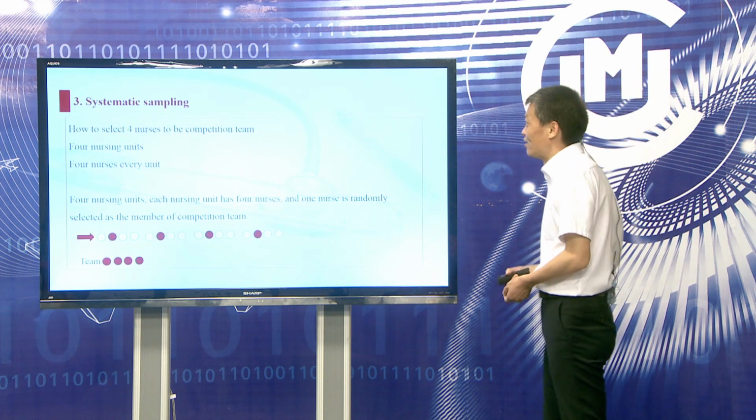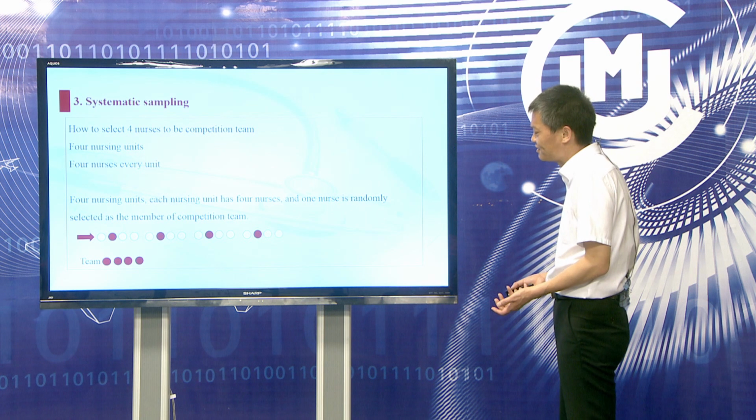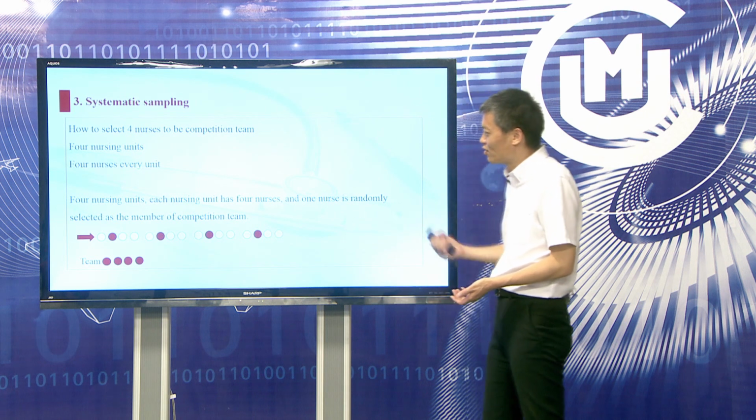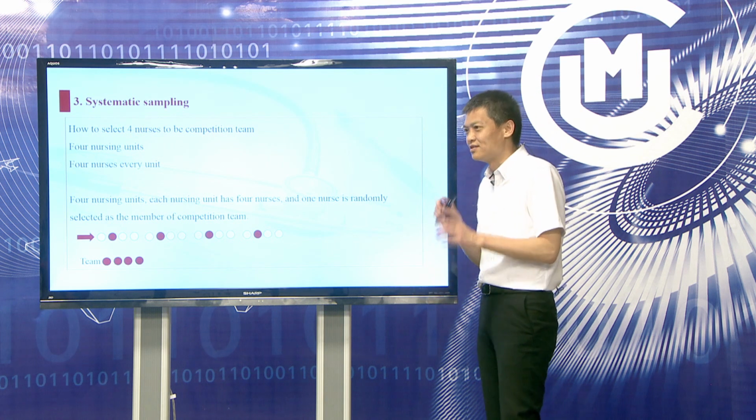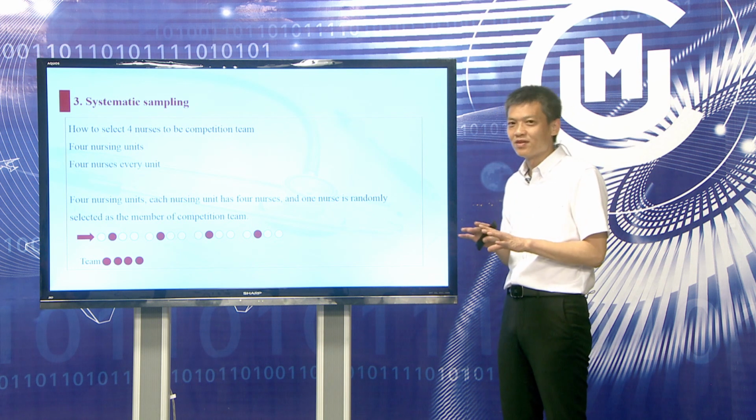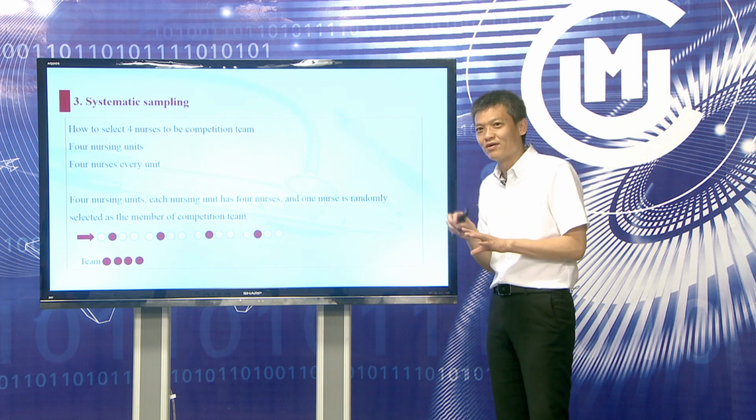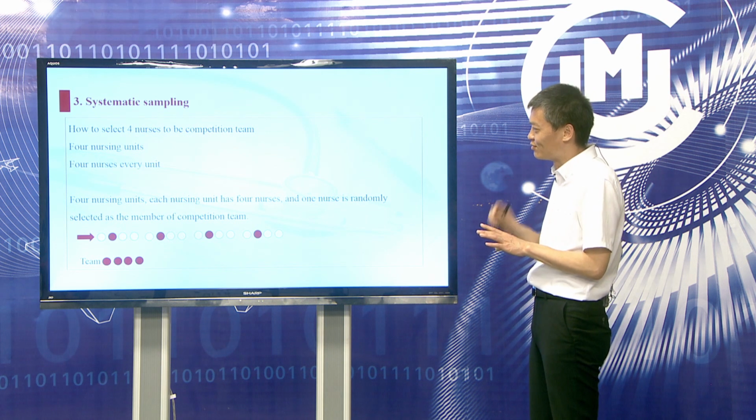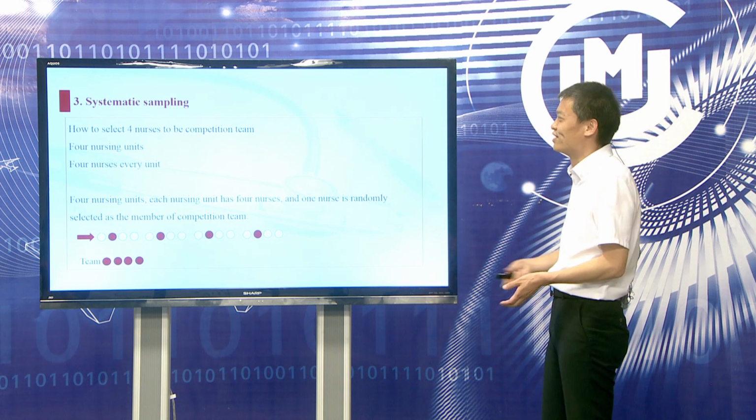Yes, this example shows how to select 4 nurses to be a team from 16 nurses. Firstly, we number all of the nurses from 1 to 16. Then we separate the 16 nurses into 4 parts. Then we randomly select the first one from the first part, for example, number 2. Then we select number 2, number 6, number 10, number 14, and these 4 nurses become a team.